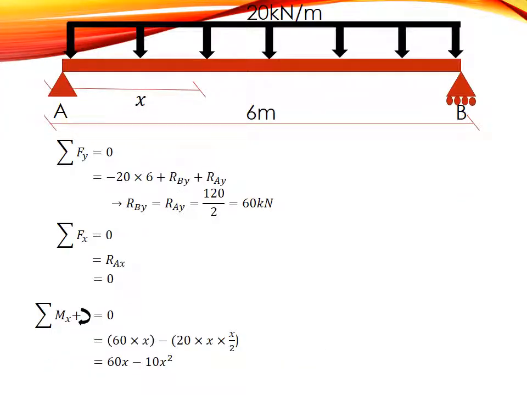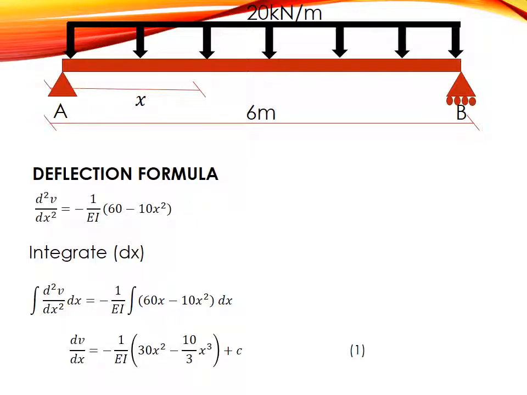We first need to determine the reaction forces, which end up to be 60 kilonewtons at each support. Now we know all the forces acting on the beam, we can write an equation for M. Now we have an equation for M, the curvature equation can be integrated.